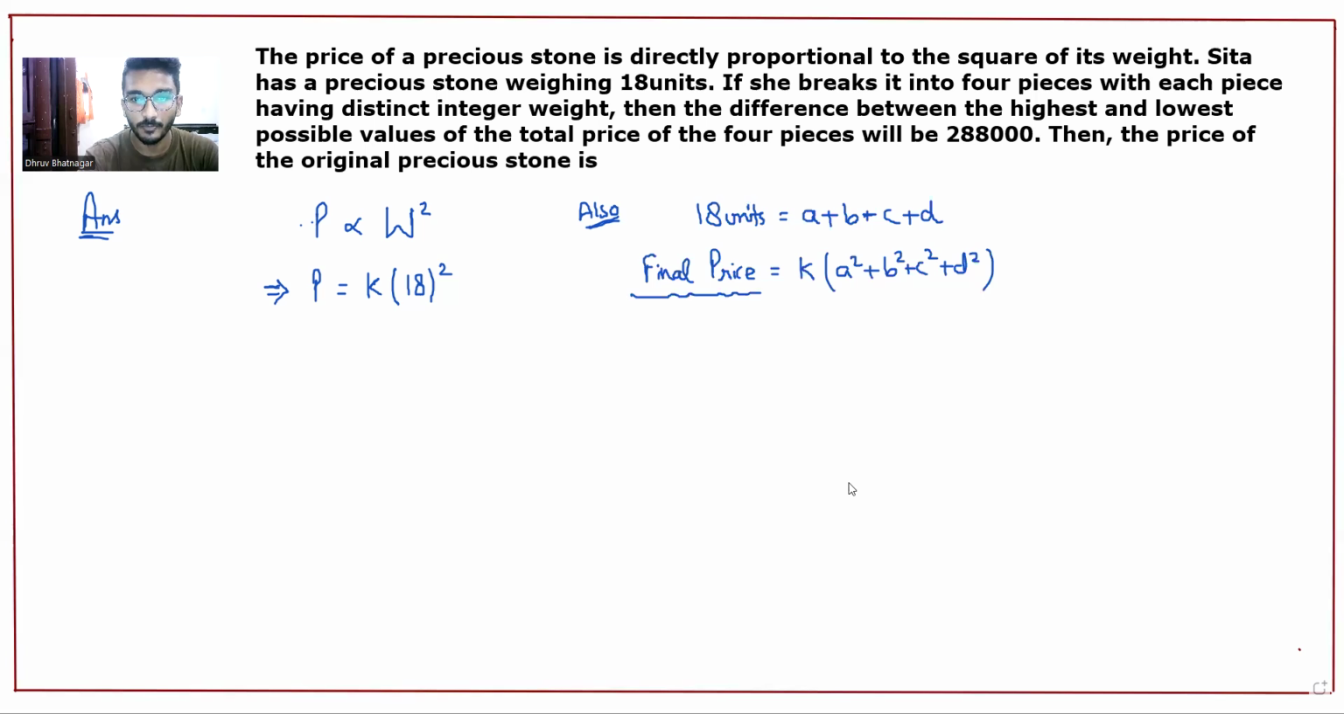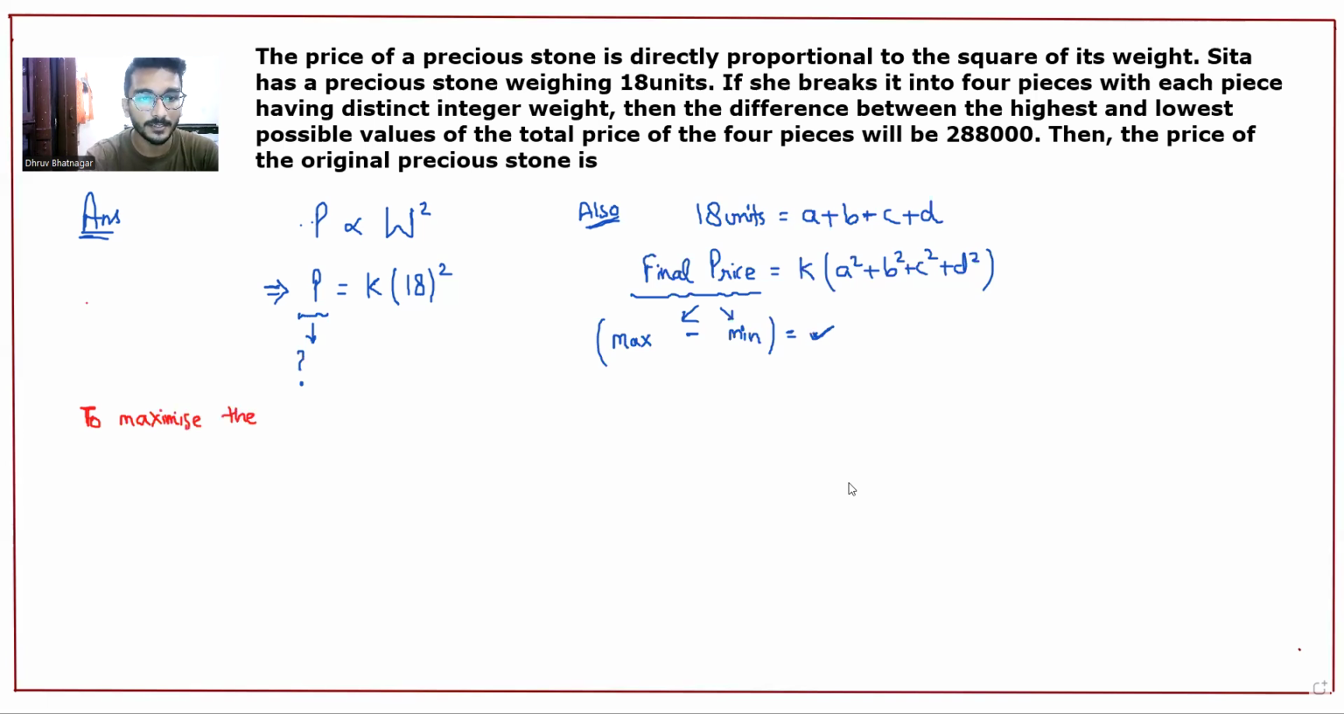And we have to maximize this price. We have to minimize this price. The difference of these is given to us, that is 288,000. And we are supposed to find the price value, P. So that is the whole information we can gather from this question. Let's understand the concept here, that is maximizing the sum and minimizing the sum.